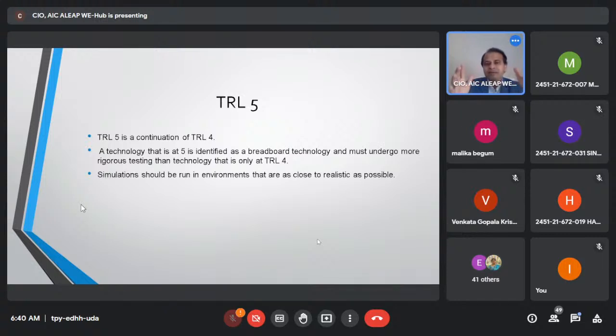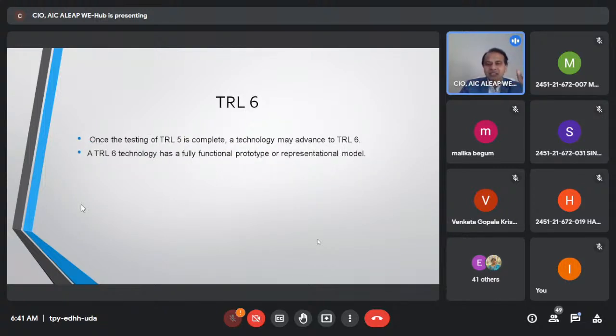Next, TRL5. TRL5 gives you more addition to TRL4, where you are at best like a breadboard technology. We can say breadboard technology. So you'll be running some simulations also in the actual environments. So 6 is nothing but the functional prototype.